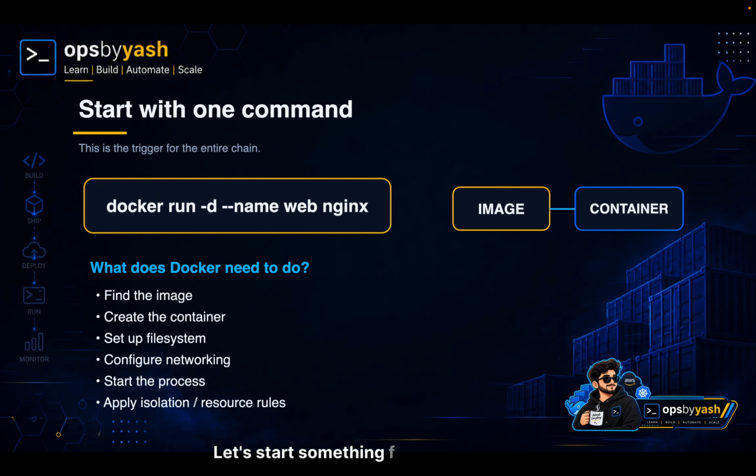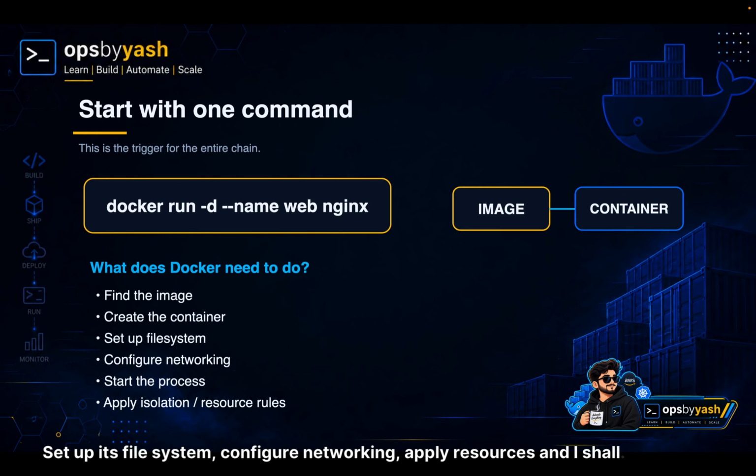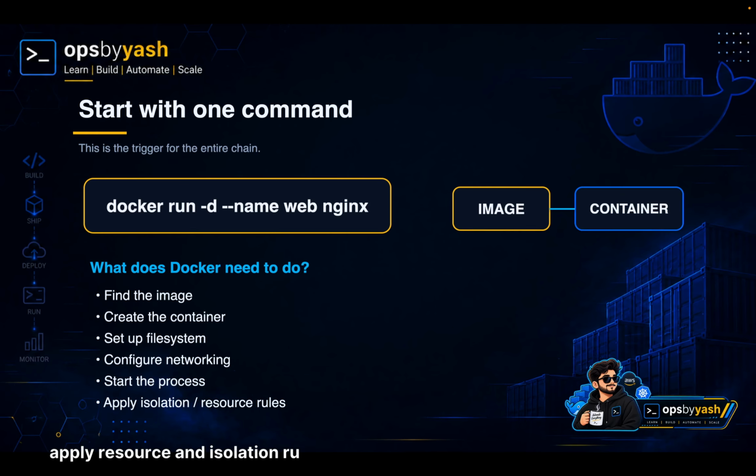Let's start with something familiar. Suppose we run this command. What do we actually expect Docker to do? First, find the nginx image. If it doesn't exist locally, get it from the registry. Then create a container from that image, set up its file system, configure networking, apply resource and isolation rules, and finally start the nginx process. So when you see docker run, don't think Docker starts a container. Think Docker starts a whole workflow.